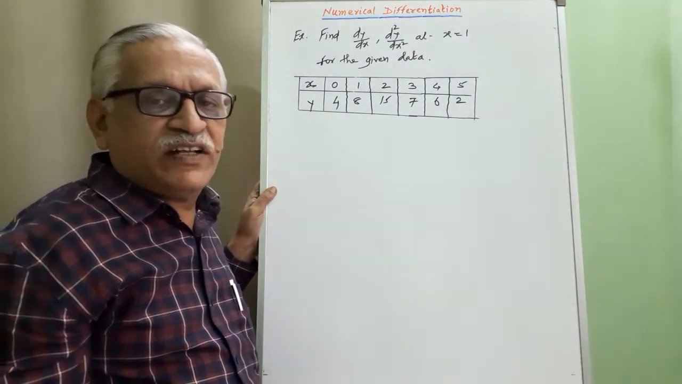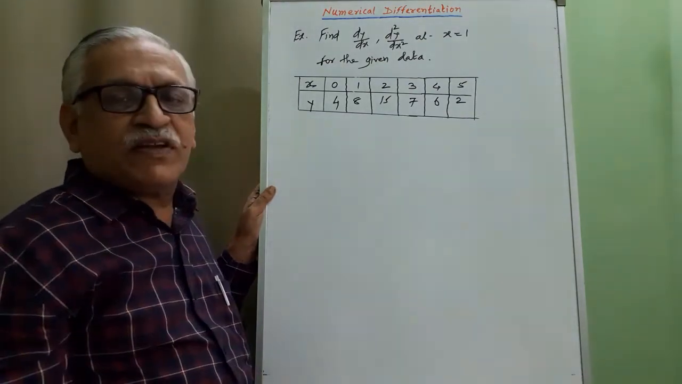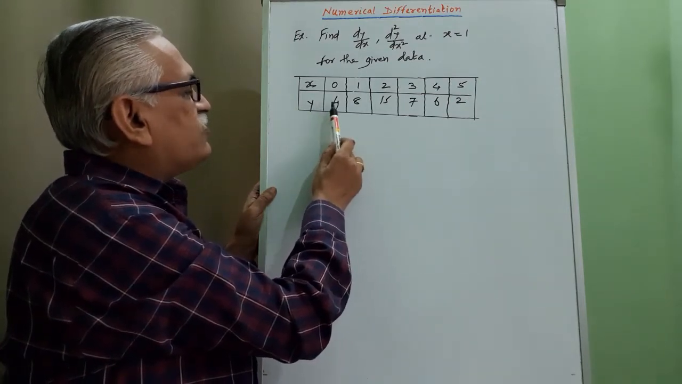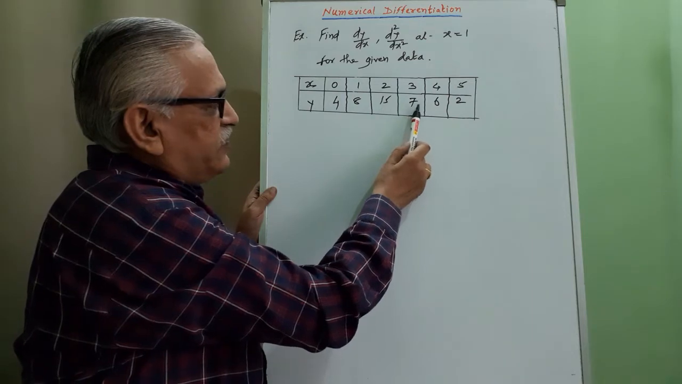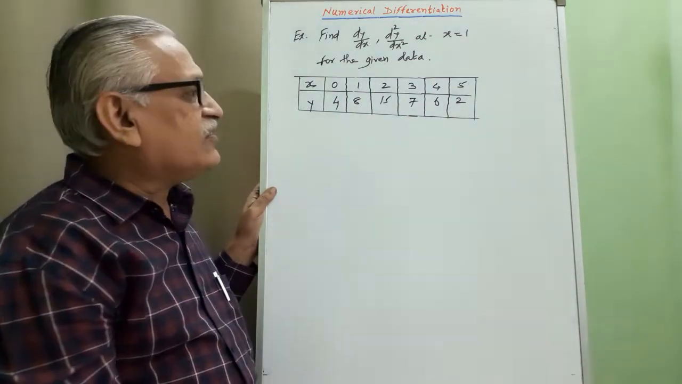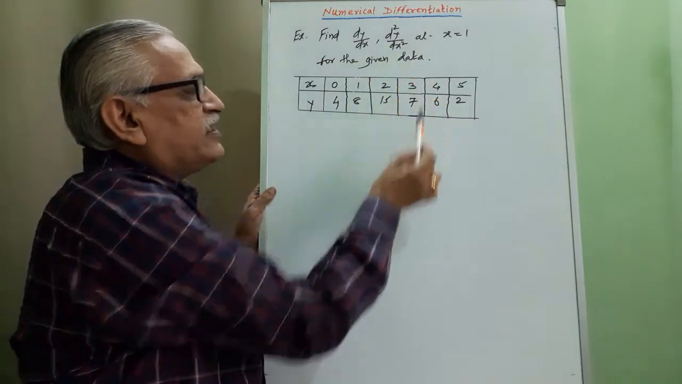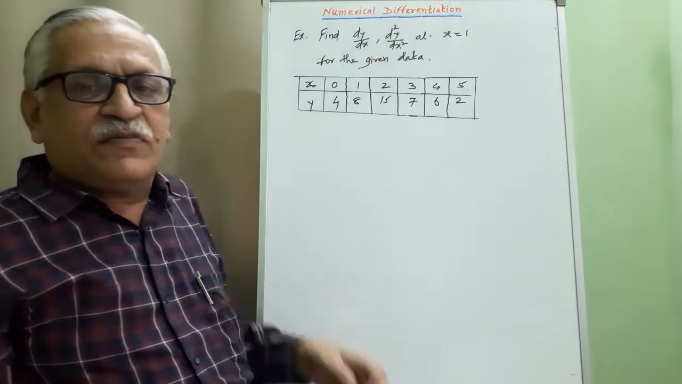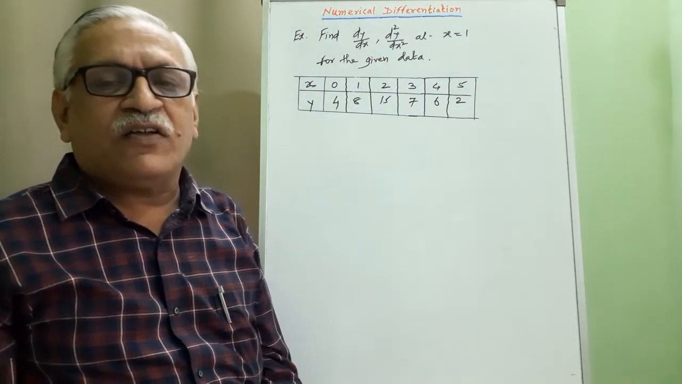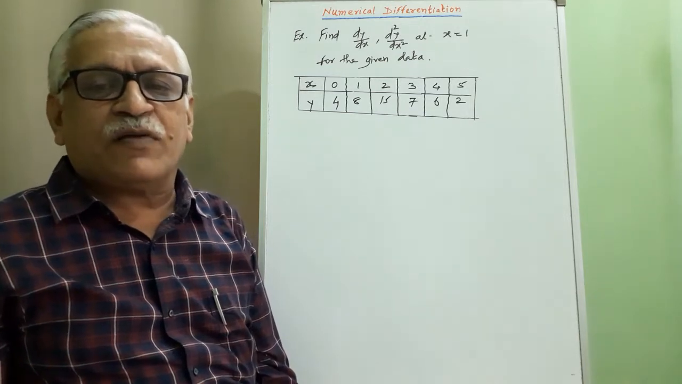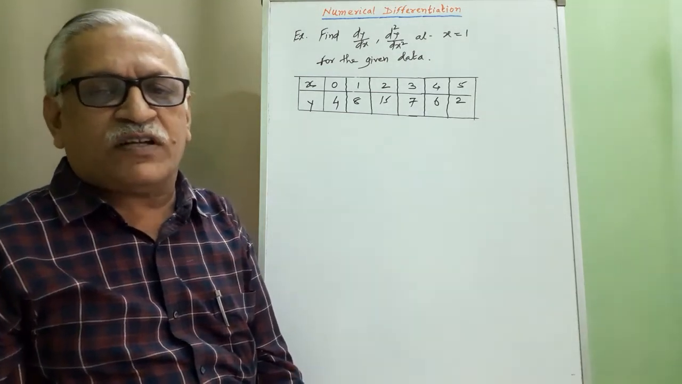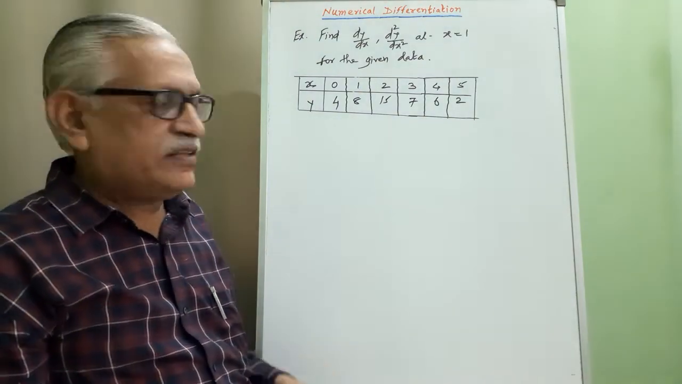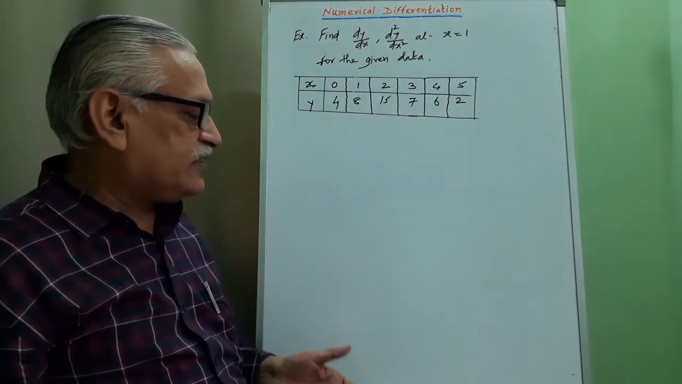The distance between two points is 1, equispaced, means we can apply Newton's interpolation formula. Y is equal to 4, 8, 15, 7, 6, 2. And then what is required? We require to find dy by dx and d2y by dx square at x is equal to 1. Therefore, x is equal to 1 is the given point itself, and it lies at the top of the table, means we have to apply Newton's forward interpolation formula to find that derivative at point x is equal to 1. And therefore, for that, first of all, we have to prepare that table.